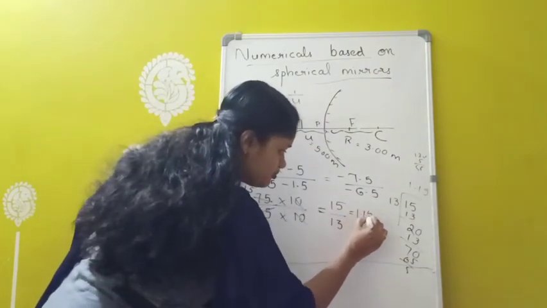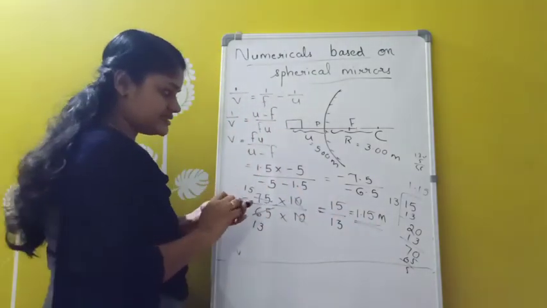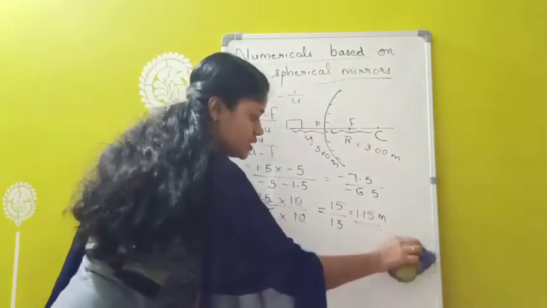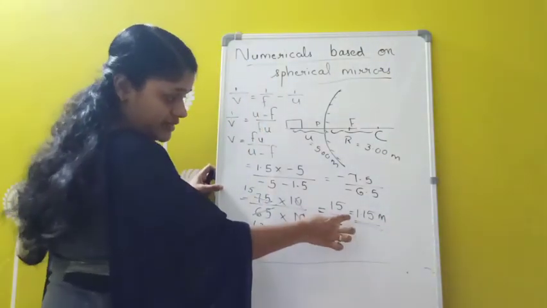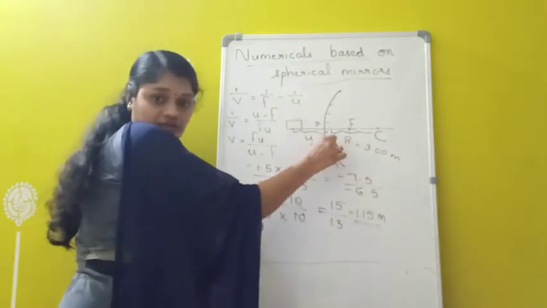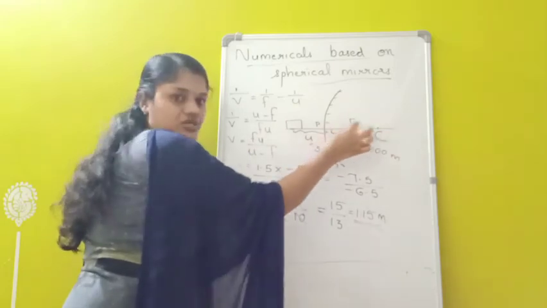So the answer is 1.15 meter. So here unit is meter only. So I am getting the answer as 1.15 meter. Okay, so the image distance is 1.15 meter, and here I am getting plus 1.15 meter. The meaning is the image we are getting on the right hand side. The distance measured towards right is positive. So image we are getting only on the right hand side.